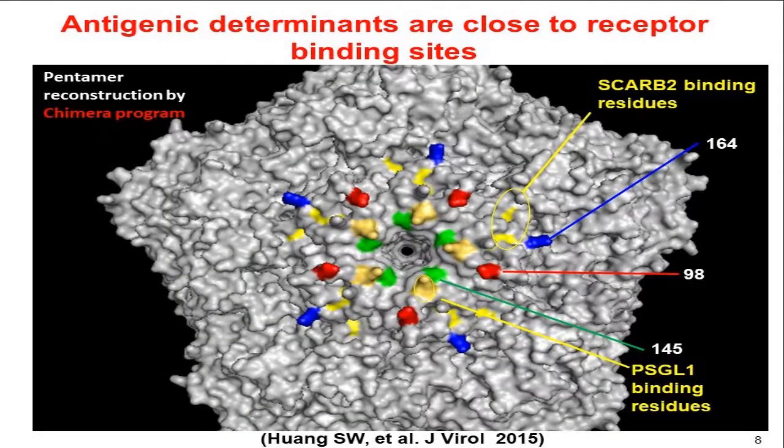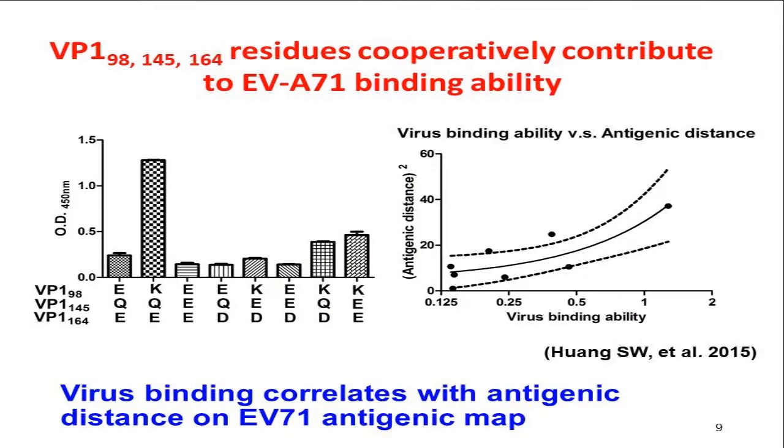These three positions are located near the receptor binding sites, as shown by Japanese scientists. So we think this may affect the receptor binding. We tested various mutants in these three positions, and you can see they have various binding properties. That's important. On the right figure, you can see the binding ability correlates with the antigenic distance on the antigenic map. So these three positions not only determine the antigenic property, but also the receptor binding.